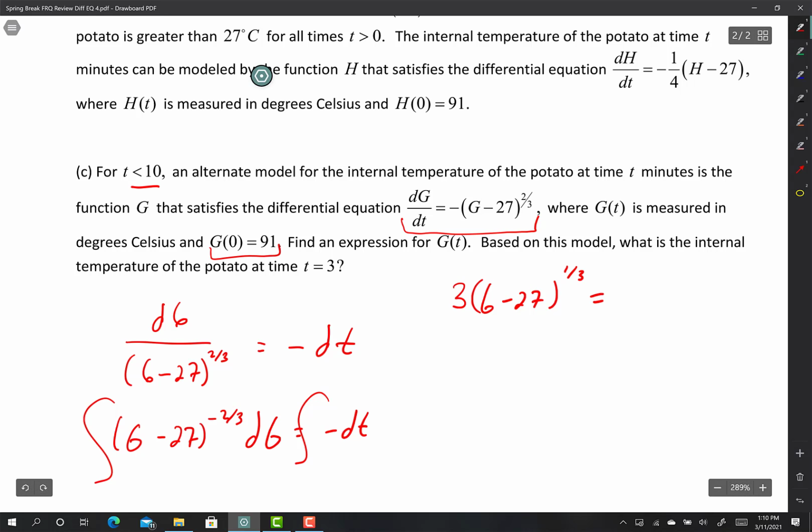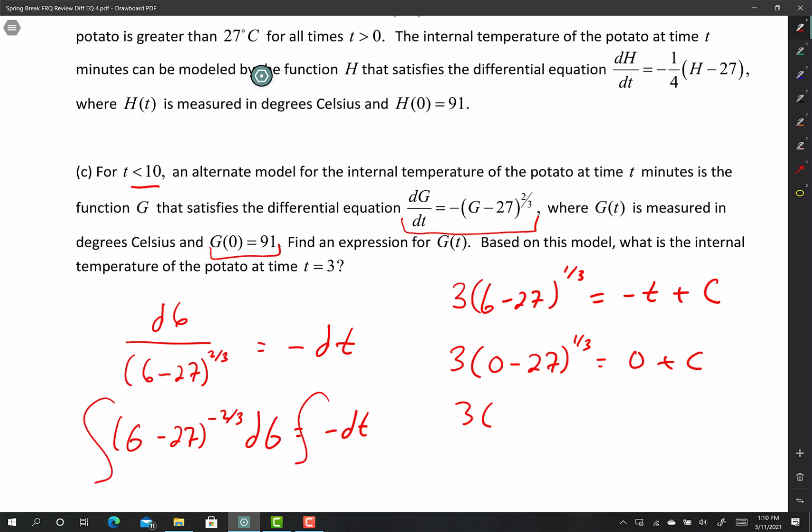Equals, let's see, what is it going to equal? Negative t plus c. I think there's a good location to plug in 0 and 91. See what I get. So 3 times (0 minus 27) to the 1/3 equals 0 plus c. So let's see, 3 times, okay, hold on, g. Oops, that's a mistake. That's a big one, too. How come you guys didn't tell me?